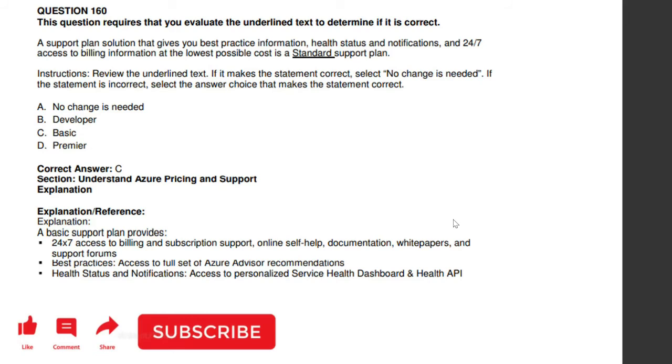You can google what the main features are that you get for each support plan. With basic you can't go for a call option or something like that. For developer and standard you can call the customer care and get the help desk, all those things you can do. 24/7 access to billing and subscription support, and this kind of feature can be enabled for the standard as well. Here in the explanation they have given that the basic support plan provides 24/7 access to billing and subscription support, online self-help documentation, white papers and support forums. So just google it so that you get a better understanding of the four different support plans and what extra benefit you are getting for each plan. Just recollect all those things, so you can expect this kind of question in your exam.